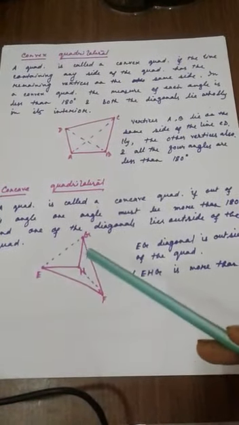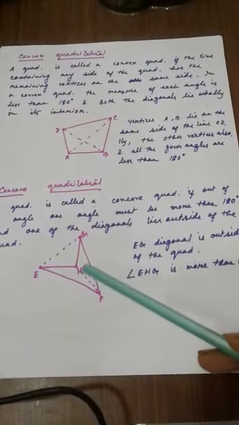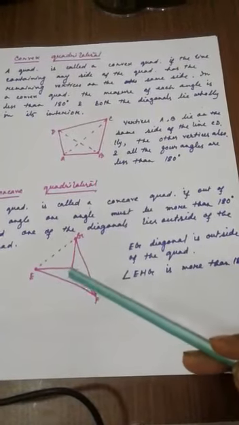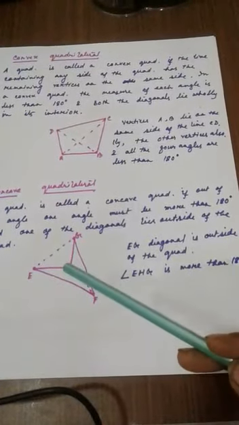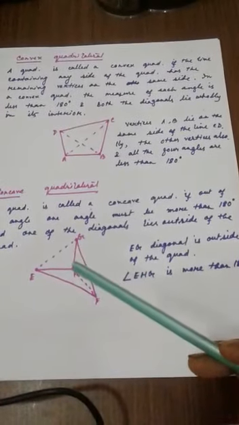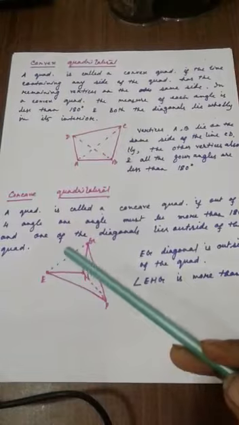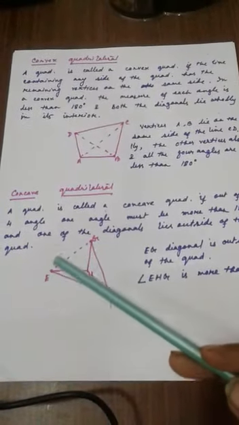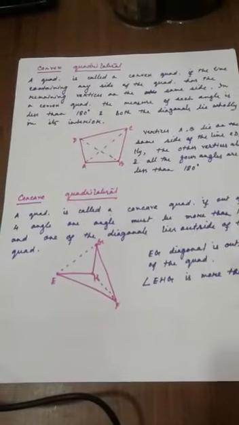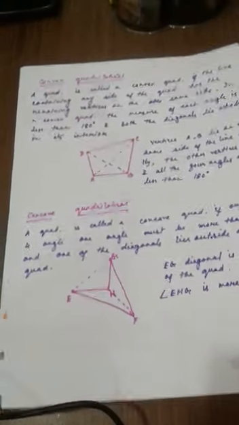Angle EHG, this one. Clear or not? Because it is a complete angle, this angle if you consider, it is more than 180 degrees. And out of two diagonals, one diagonal is lying inside the quadrilateral, and the other diagonal is outside of the quadrilateral. So these are the two additional topics from the quadrilateral chapter.